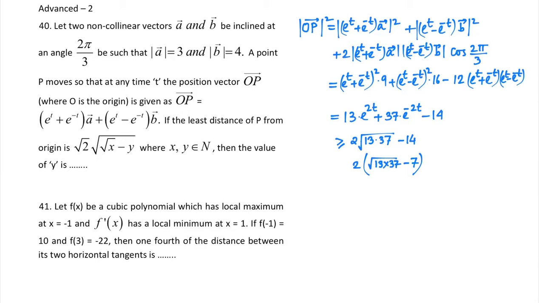So if I take only mod OP, there will be a square root. So that we can write finally here. You can write mod of OP, and I am writing this as greater or equal to, so that is the minimum value. Now I can write this as root under this. So therefore, if I compare it with our given expression, value of y will become 7. So our answer is 7.